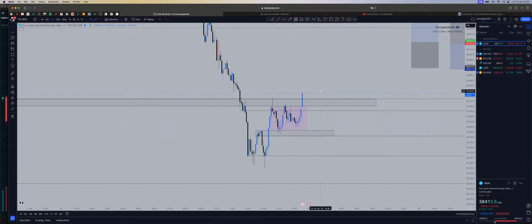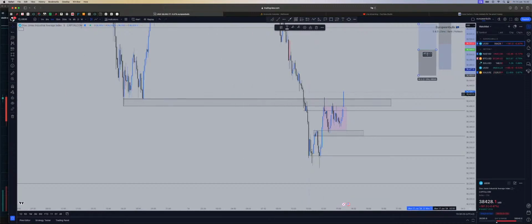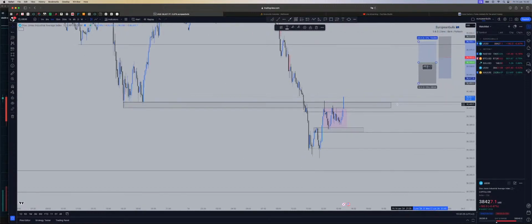We will wait for this candle to close. If it managed to close above this area, we will look for a buy around this area here, and if the price gets rejected, if it goes below, we will look for a sell. So, let's see.